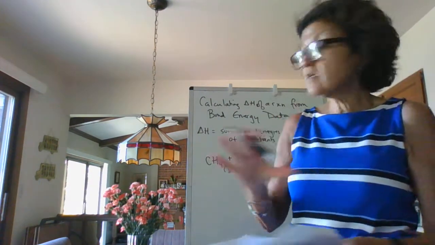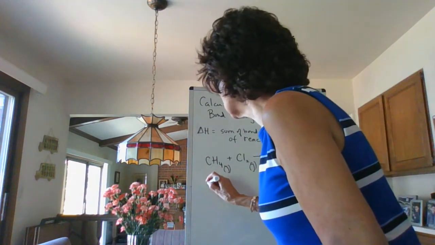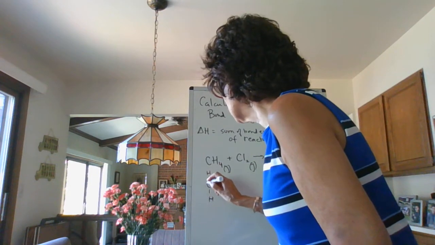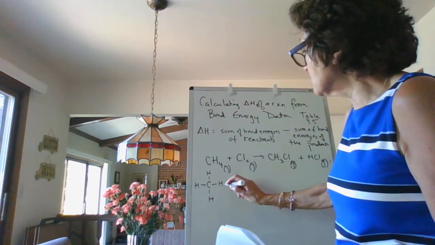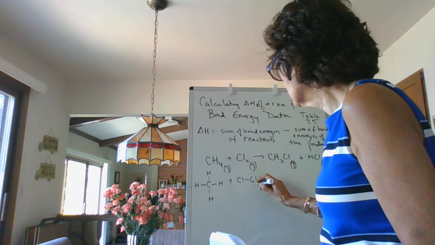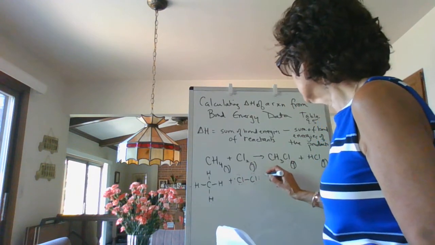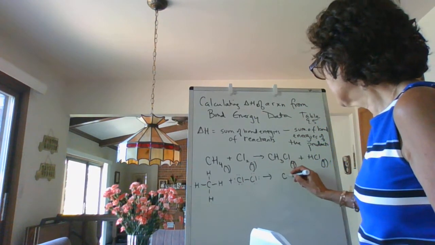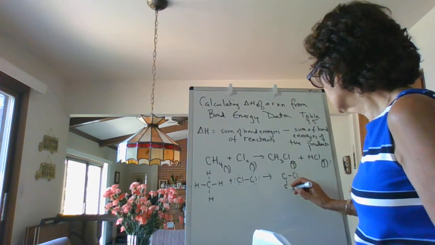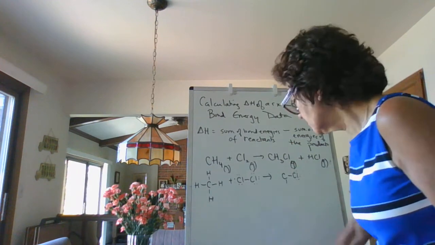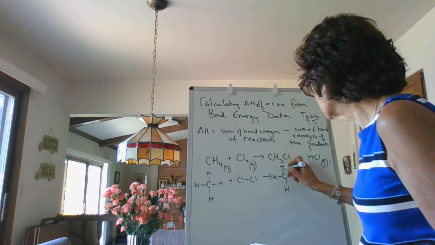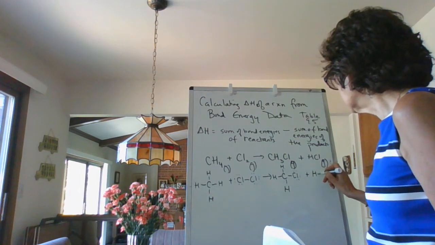The best way to do this is to draw out Lewis structures so that you can actually see which bonds are going to break and which bonds are going to form. So this is methane. So we've got these Lewis structures going. Oops, put a hydrogen here. This is methyl chloride or chloromethane and hydrochloric acid.